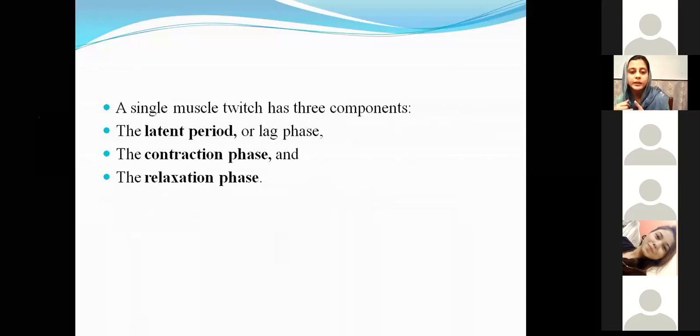What are those? The latent phase, where the calcium is releasing and binding to the troponin, and then your excitation contraction coupling mechanism starts. Then comes the second phase, which is the contraction phase.